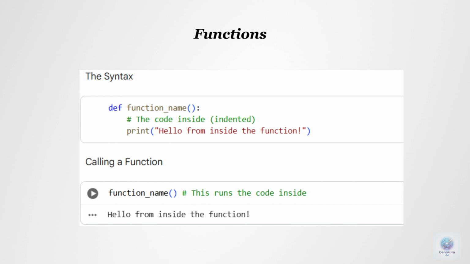To bring your code to life, you have to call the function. Simply type the function's name followed by parentheses. This acts like a trigger, telling Python to jump back up, execute the code inside, and then continue on. And that's it. You've just created your first reusable block of code.